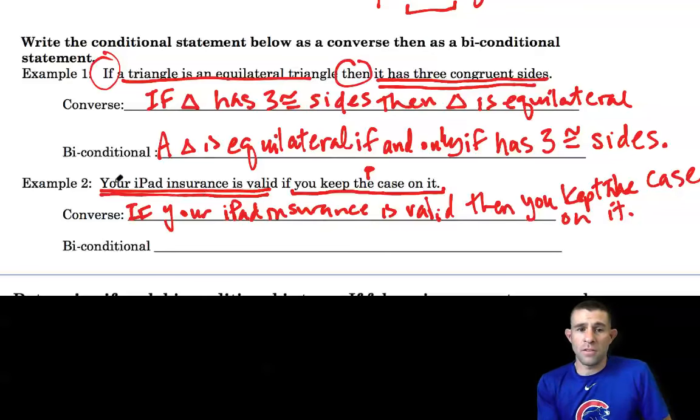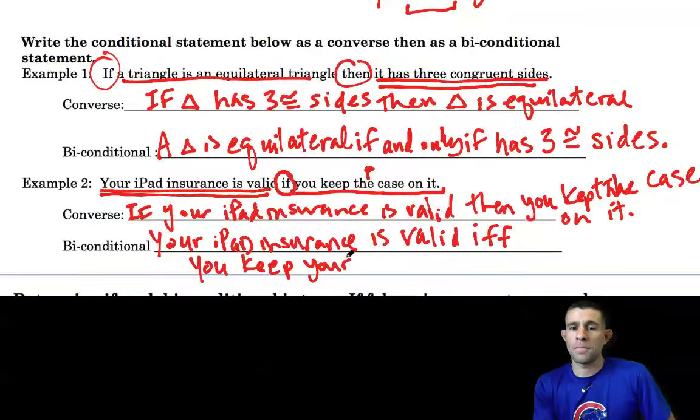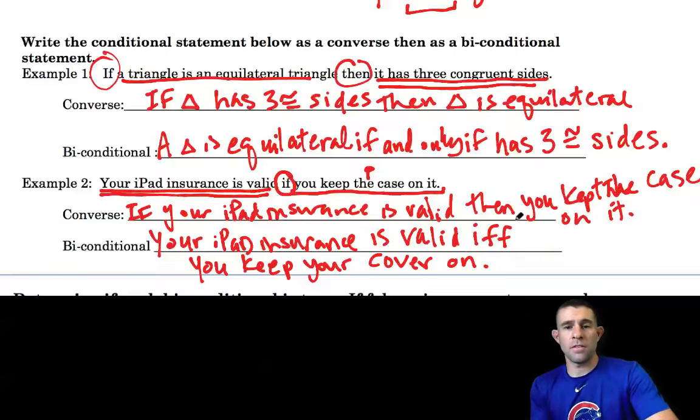Now to write the biconditional, remember we're going to take the if and the then out of this, and we're going to insert our if and only if. Well, again, we don't have a then piece, so we're just going to take out the if, and we're going to write your iPad insurance is valid if and only if, and now we're going to abbreviate here, you keep your cover on. All right, so those are some examples of biconditional statements.